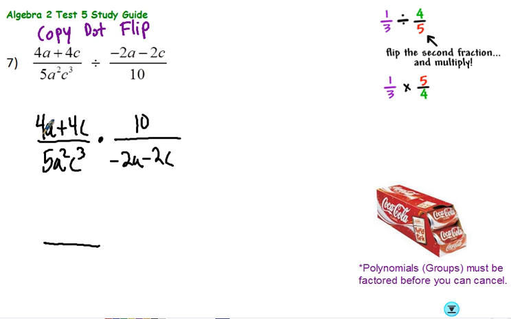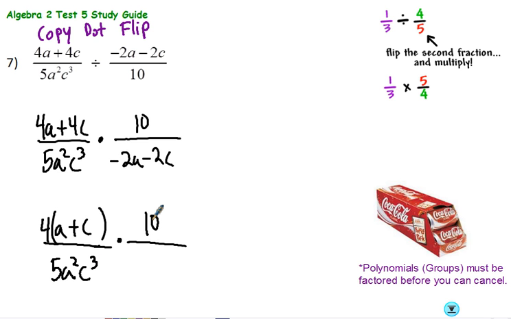All right, let's see, what do they have in common? Well, they both have a 4 in common, so let's say we factored out a 4. And then you say, well, what's left over? Well, 4 times what would make 4a? Well, that would have to be a. And then 4 times what would make 4c? Well, that would have to be c. Now, again, the bottom is not a group, so it doesn't need to be factored, so I'm just going to rewrite that. Same thing for 10.